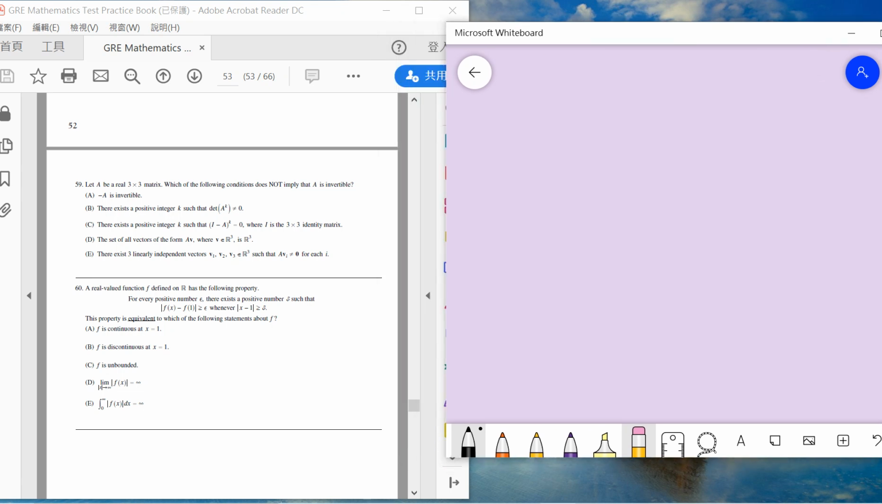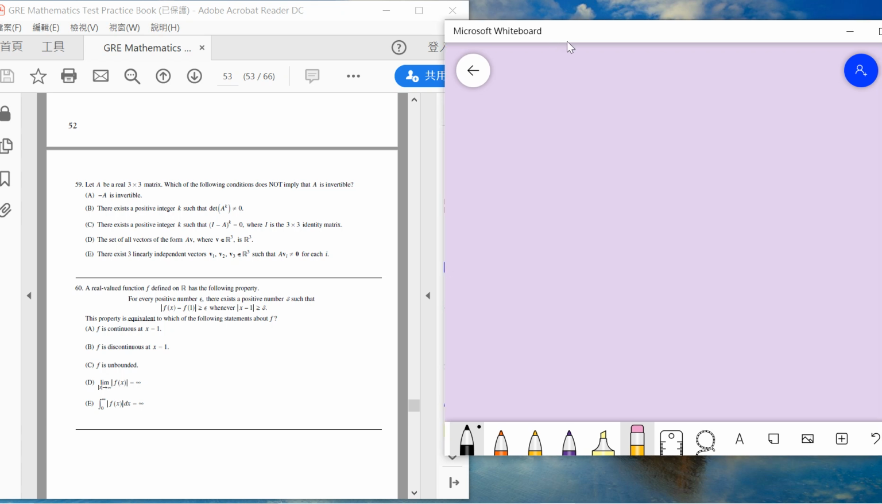What's up, guys? So we keep solving the Math GRE subject test, GRE form 19768, problem 59. Let A be a real 3x3 matrix. Which of the following conditions does not imply A is invertible?